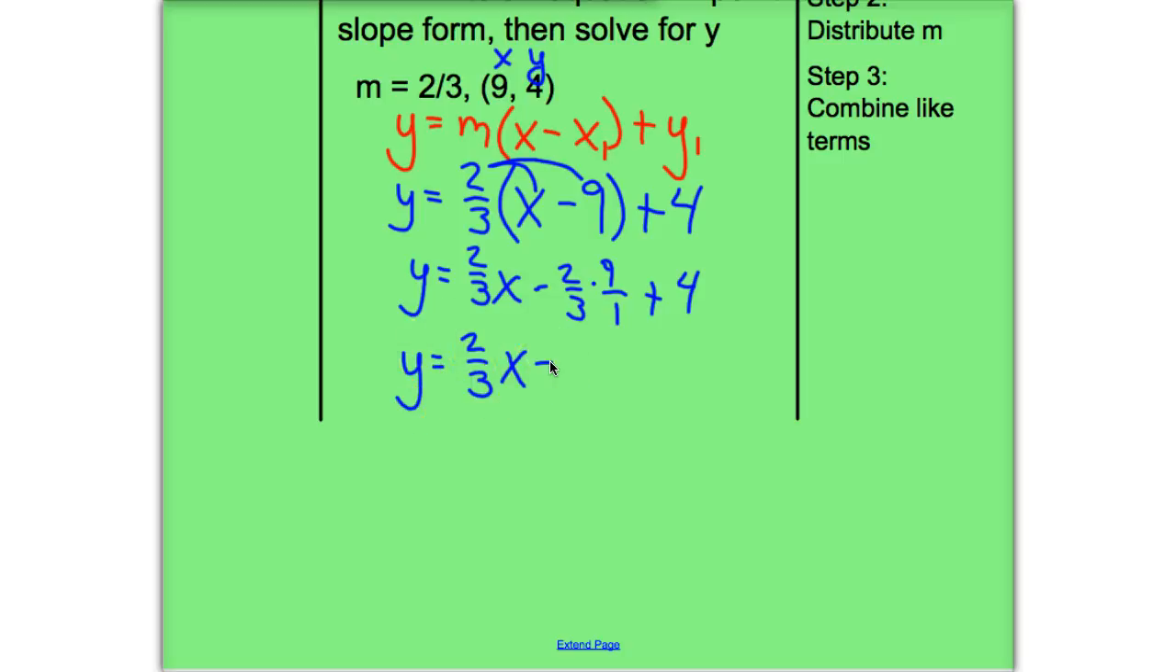What I like to do when I multiply fractions with integers is cancel first. For a lot of you, I actually think multiplying straight across and then simplifying is easier. In this case, the 2 times 9 doesn't get real big. However, if you've got numbers that get real big when they multiply, I would recommend looking for canceling. 3 goes into 9 3 times, so that leaves you with 2 times 3, or 6. And then our last step, we're going to combine those like terms. -6 plus 4 is -2.